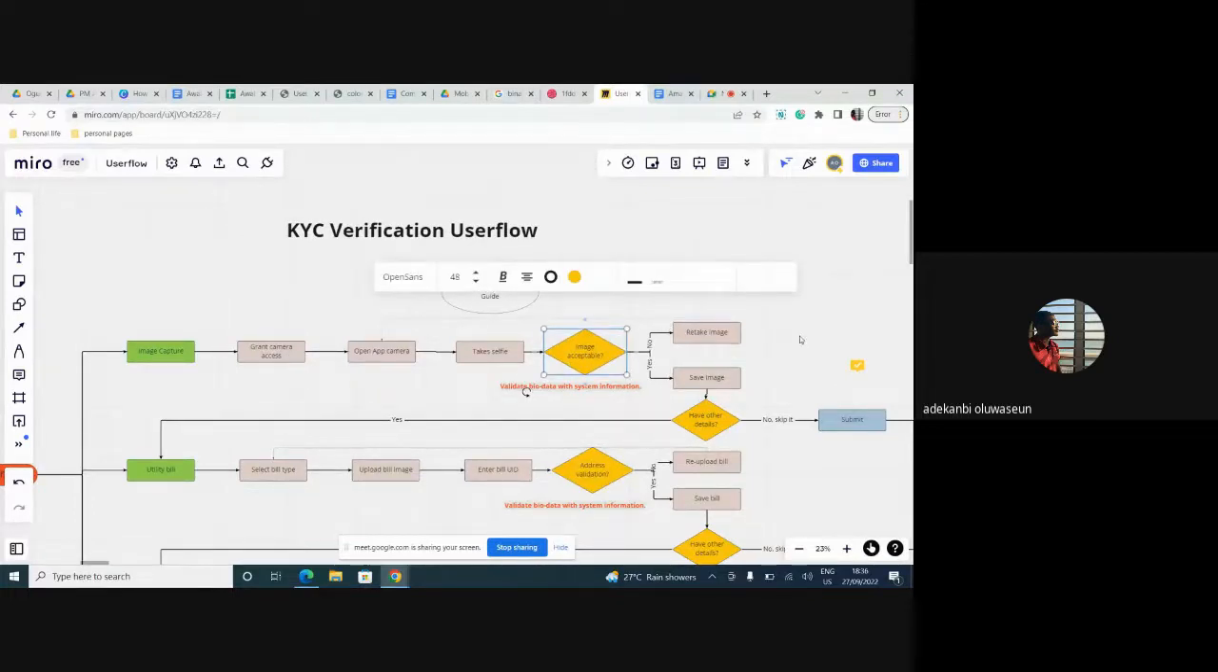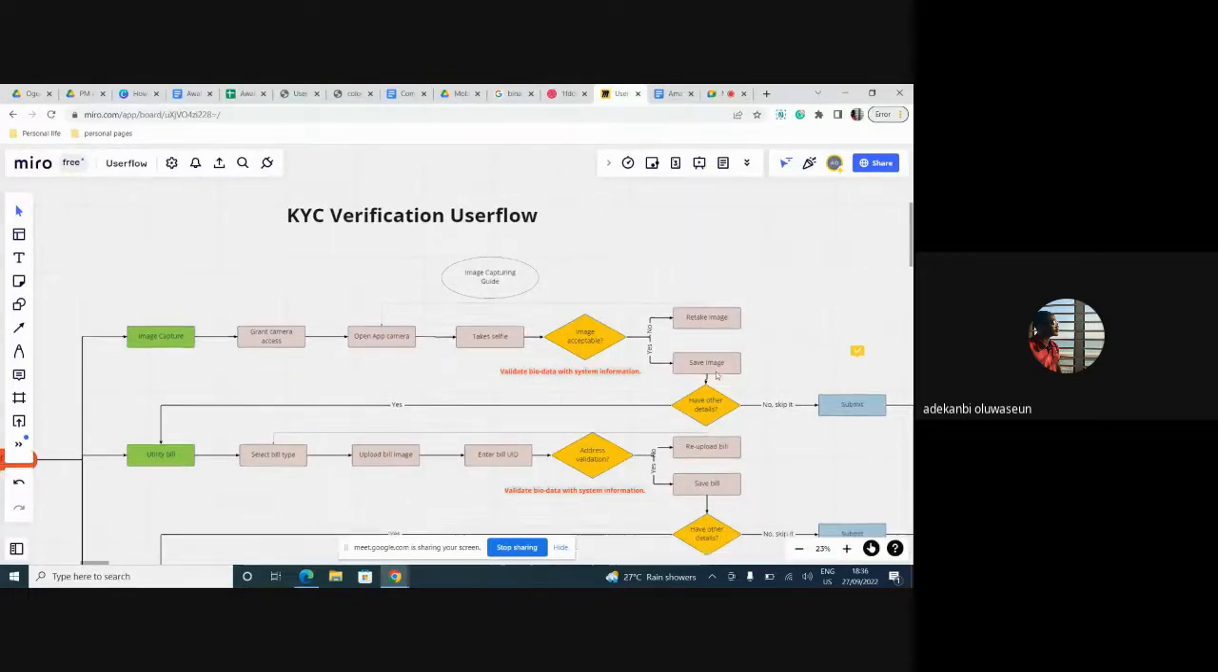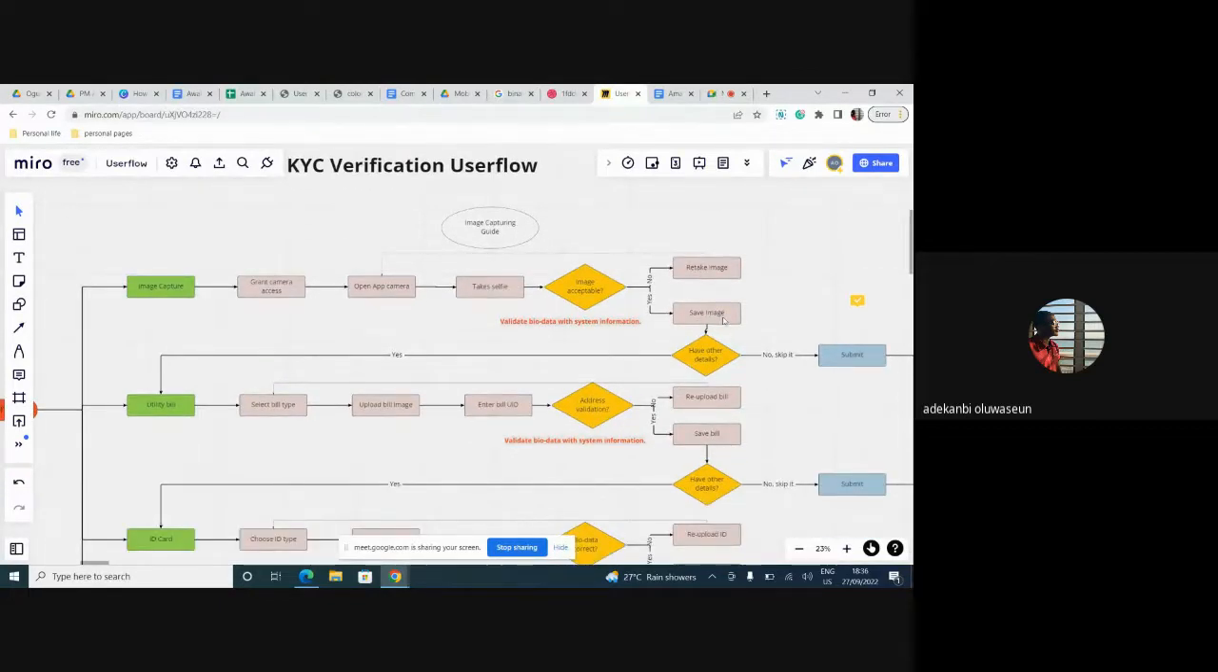It says, okay, is the image acceptable? If the image is not acceptable, tell the user to retake the image. If it is acceptable, automatically save the image. Then if they have other details, now see the alternate part here.